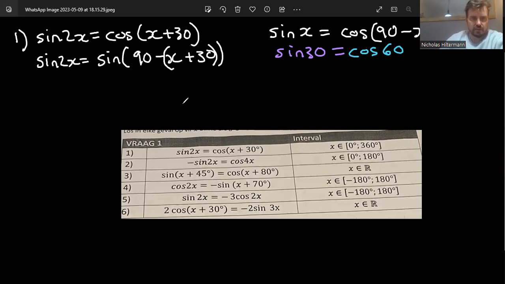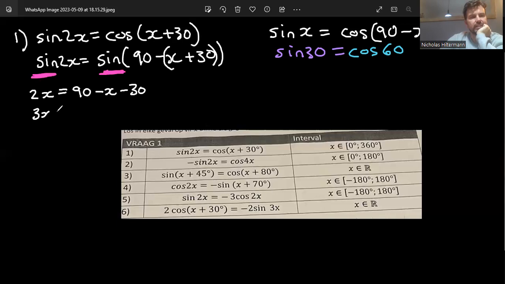Okay, so this is going to give me our first set of solutions. Now you see I've got sines on both sides, so I can just drop the sines. I can just say 2x equals 90 minus x minus 30. And so when the x goes across, it gets 3x equals 60.